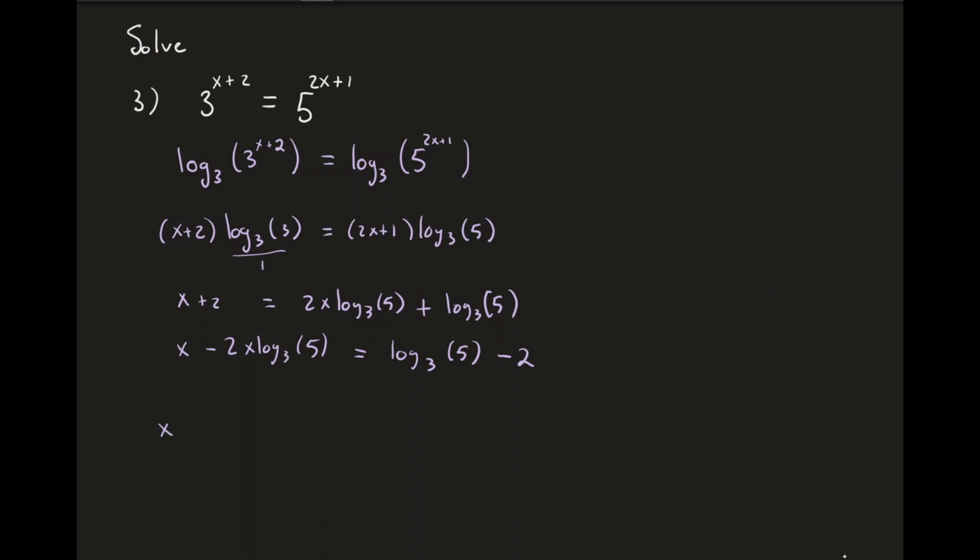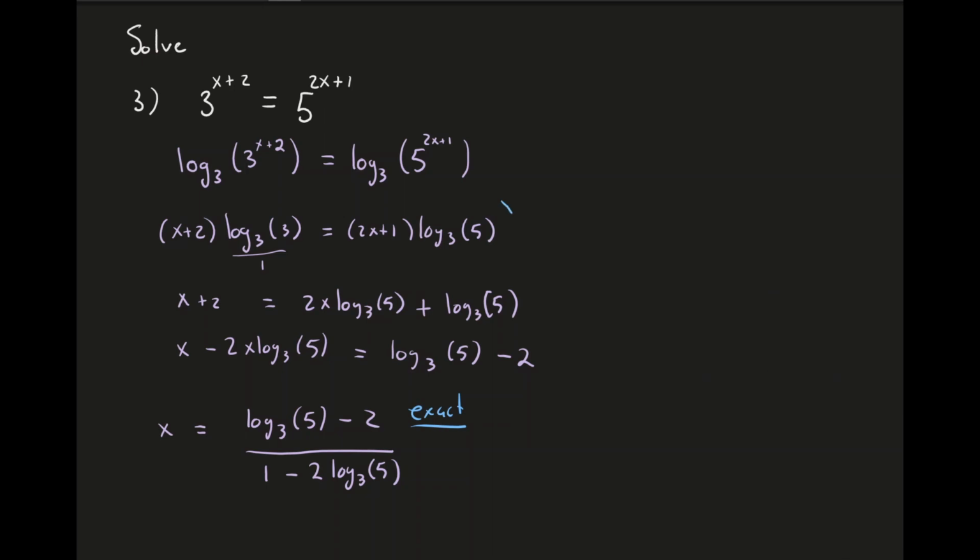Then factoring out this x, we get x is equal to log base 3 of 5 minus 2, divided by 1 minus 2 log base 3 of 5. This is our exact solution. If you need an approximation, you'll need to do a change of base on the log base 3 of 5s, and other than that, this is how you get an exact solution.